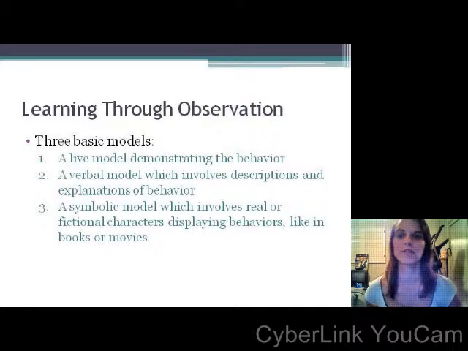The first is a live model demonstrating the behavior. So this would be someone physically acting out a behavior for someone else to see. Next is a verbal model, which involves descriptions and explanations of the behavior. This would be someone explaining a behavior to someone else. And finally is a symbolic model, which involves real or fictional characters displaying behaviors. So this is like when you watch a movie and how the actors behave.